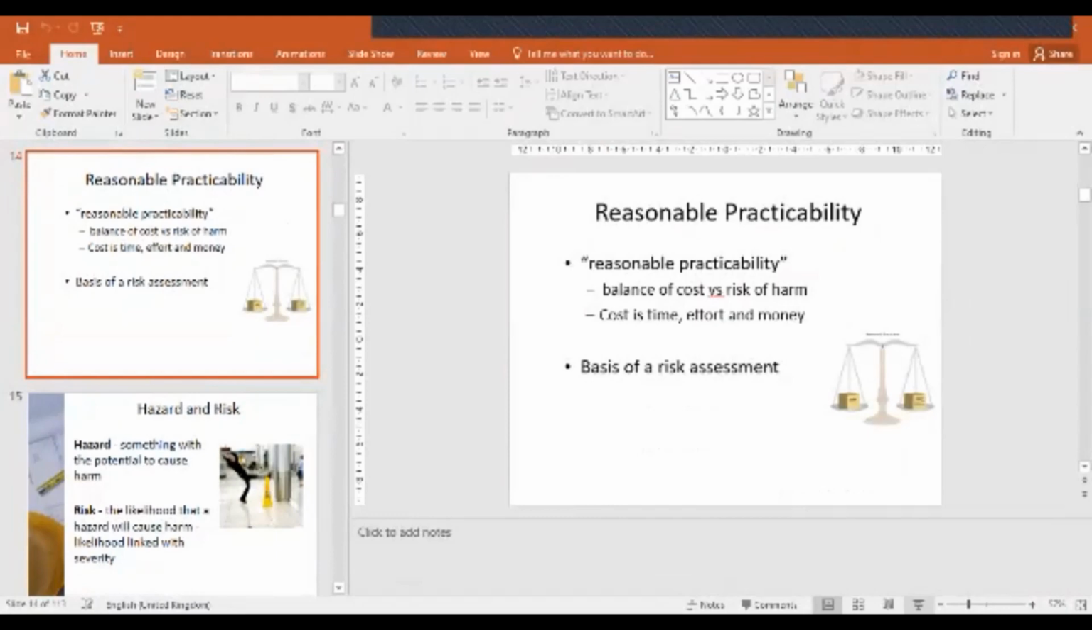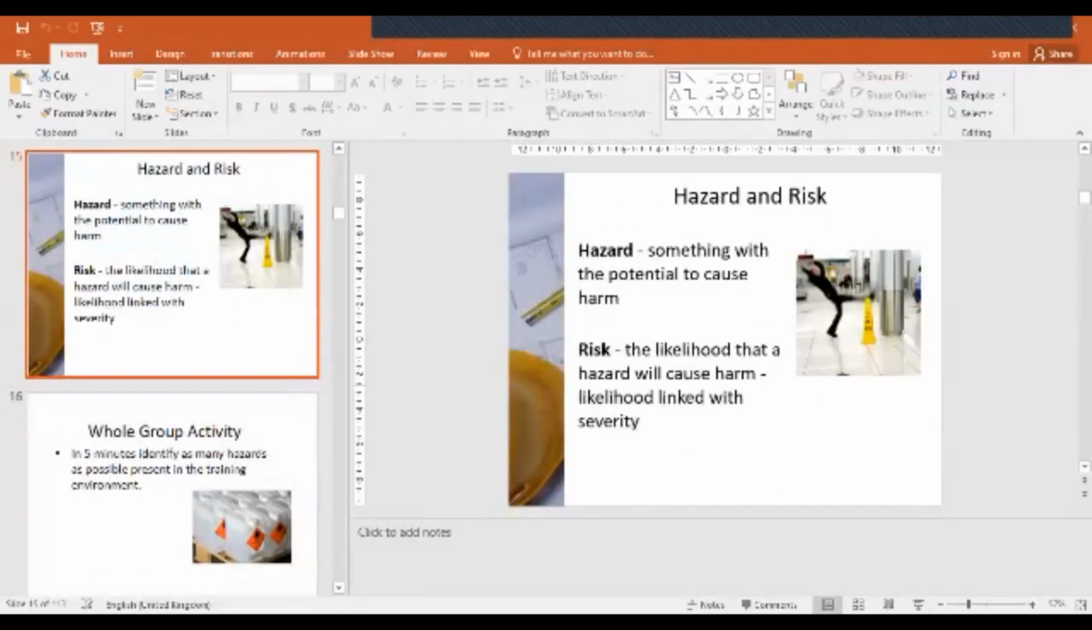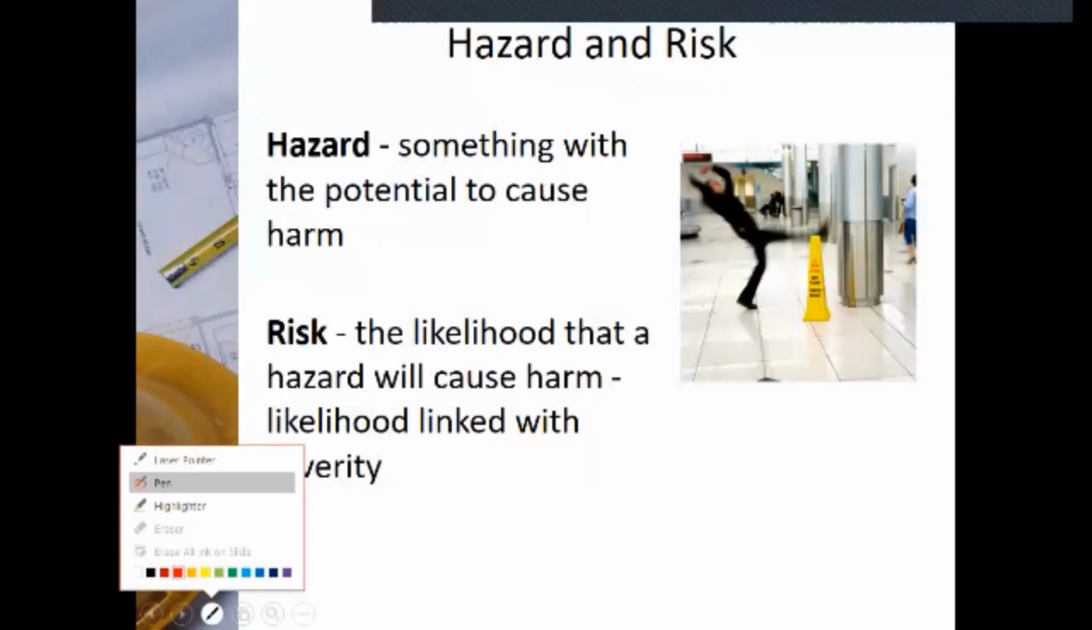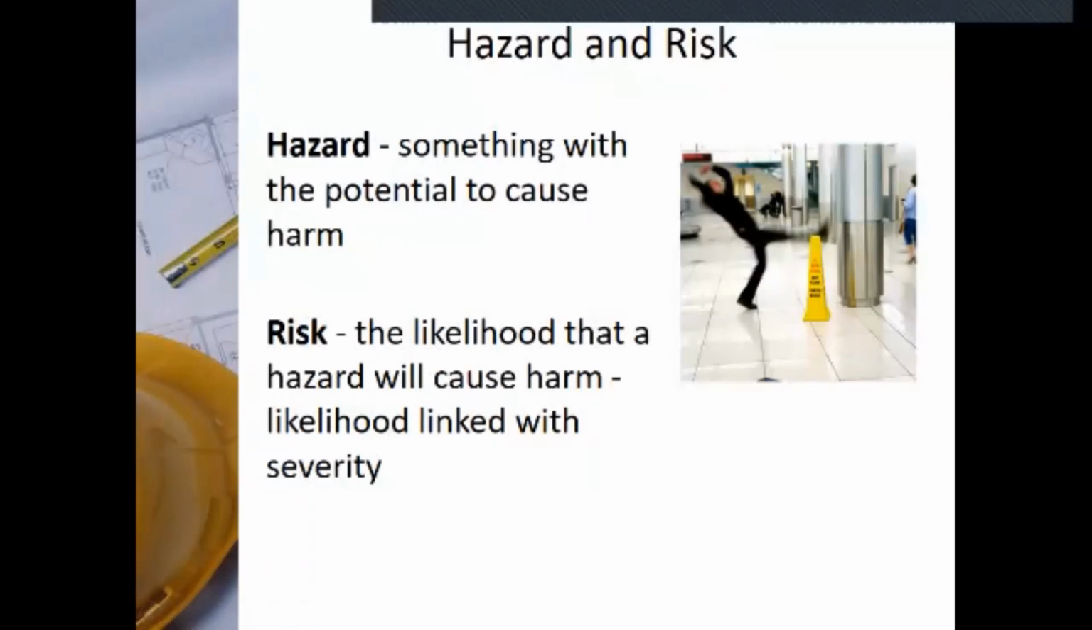Okay, hazard and risk are very important, and most of the time this question came in your previous examinations. Okay, the hazard indicates something with the potential to cause harm. Okay, this is a very good definition. And I already played one video also: what is hazard, what is risk? Okay, once again I will explain to you. For example, a risk is the likelihood that a hazard will cause harm, likelihood linked with severity.